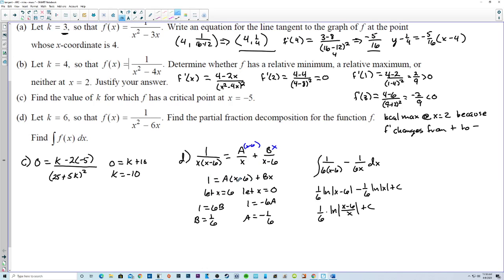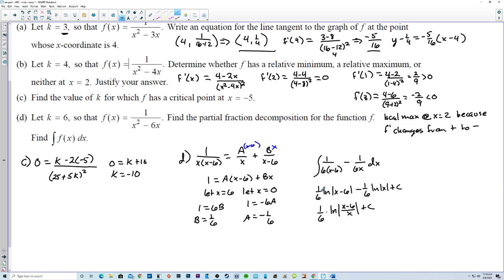We're going to let x equal 6. That makes that 0. So 1 equals 6B. B is 1/6. Let x equal 0. So negative 6A is 1, and so A is negative 1/6. Well, I like to have the negative last. So the negative 1 over 6x, put that second.